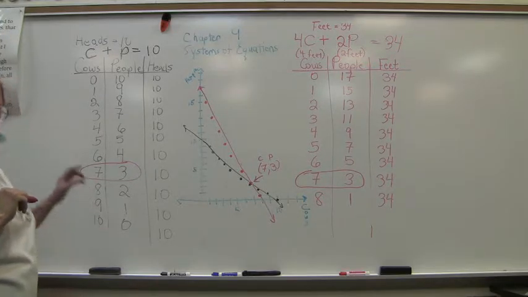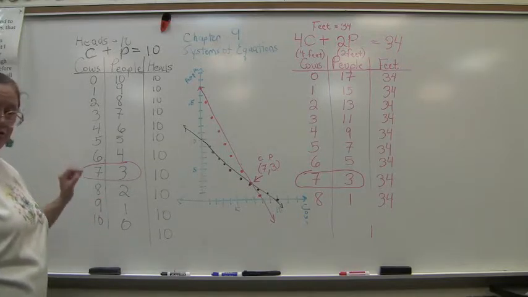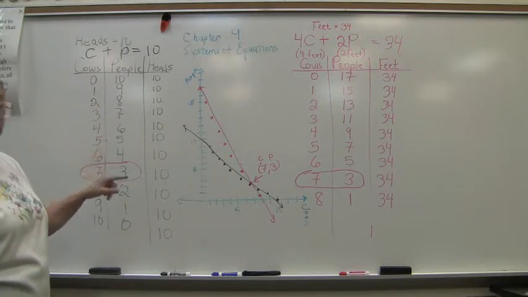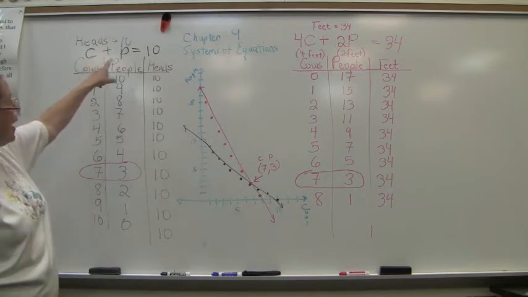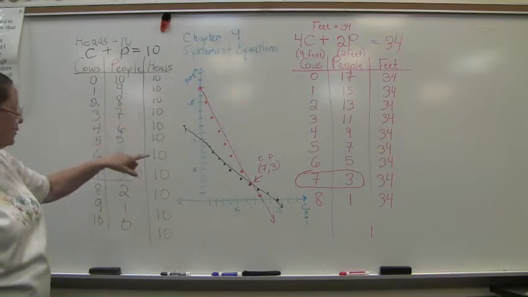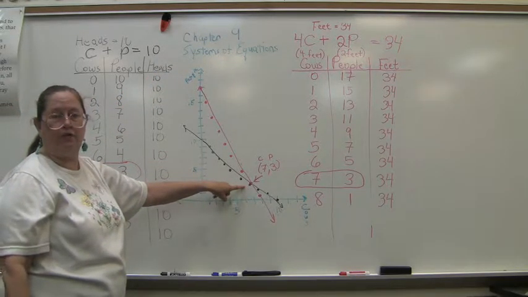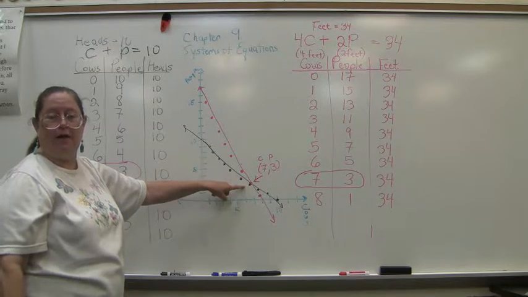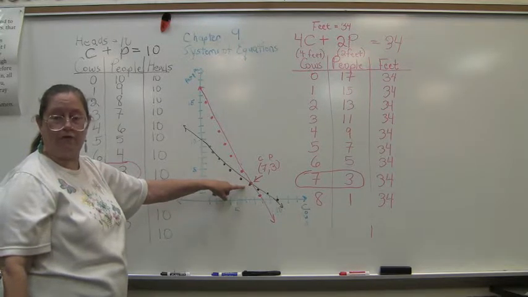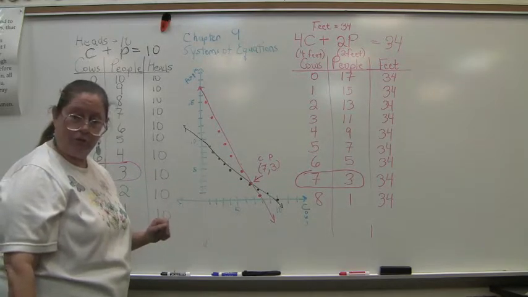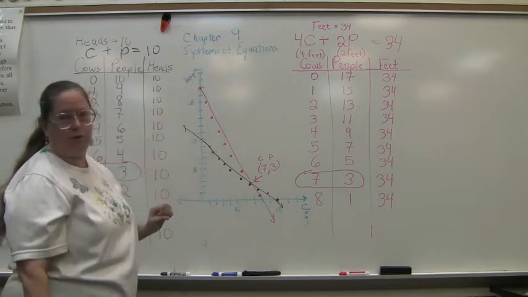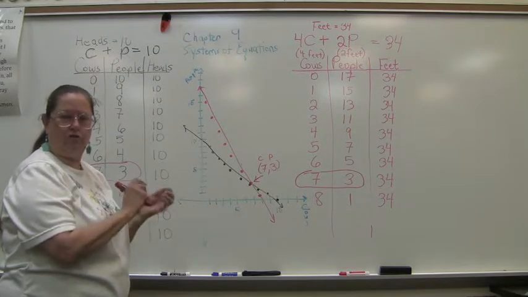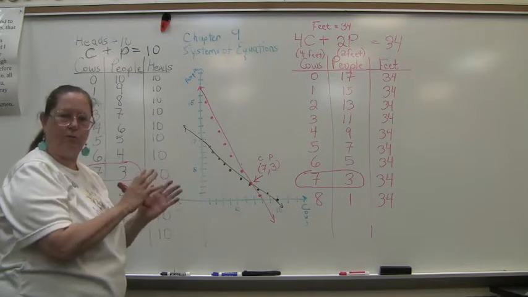Okay. Now, what you should notice there is that one way to find the solution to our 2 equations, instead of doing these tables, is to simply graph our 2 lines and look for where the 2 lines intersect. Okay? And that intersection point is our single answer to our system of equations. This equation and that equation make a system of equations. 2 variables, 2 equations. We can find one unique answer, 7 cows and 3 people.